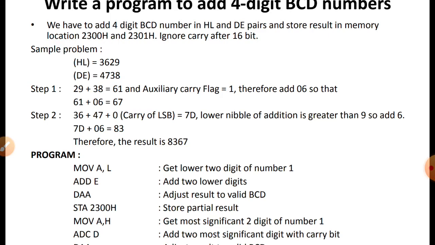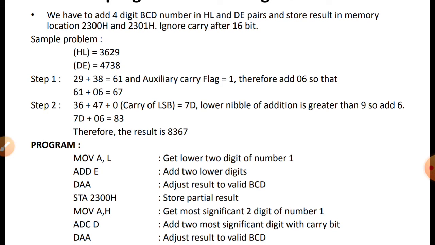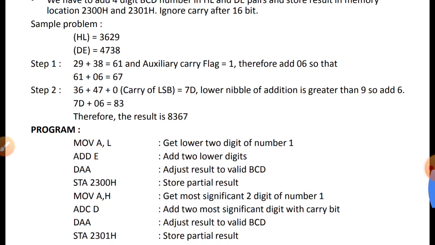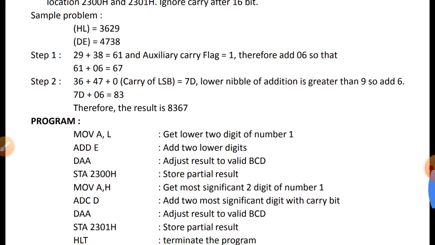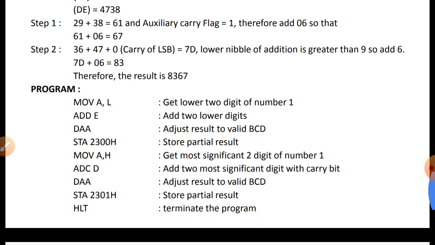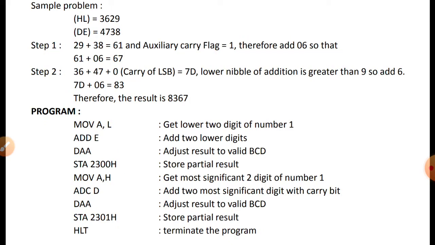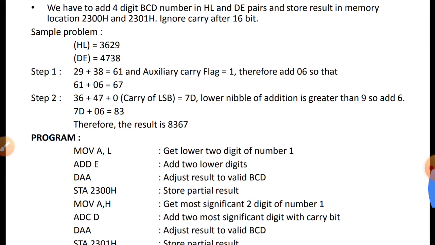So, this is the sample I have taken as an example. First we will explain the example and then we will come to the program. Suppose the HL pair is already loaded with the 4 digit BCD number 3629, and the DE pair is also loaded with 4738, and we have to add these two BCD numbers and get the result in the correct BCD form. First of all, we will take the lower digits, the lower register content.